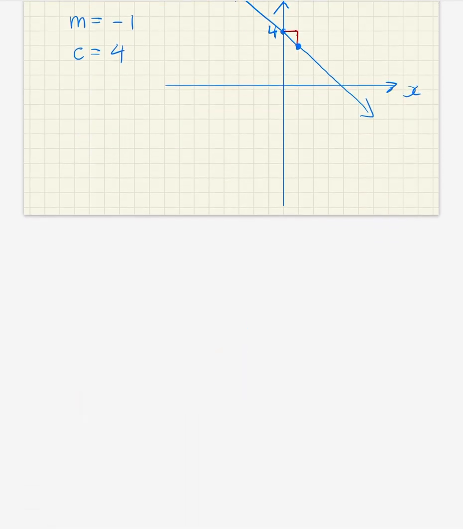I'll just do one more. x minus y equals 6. Okay, so I want to get y by itself. I'm going to add y on both sides, and you'll see why I'm doing that in a minute. And I get y plus 6 over this side.